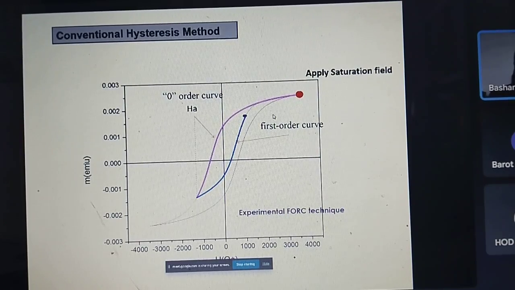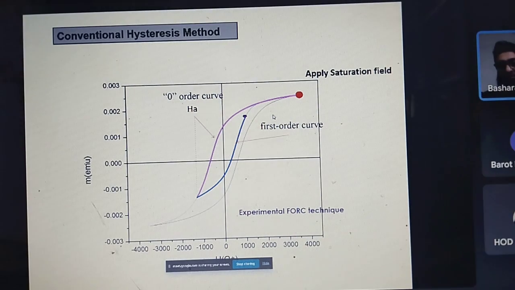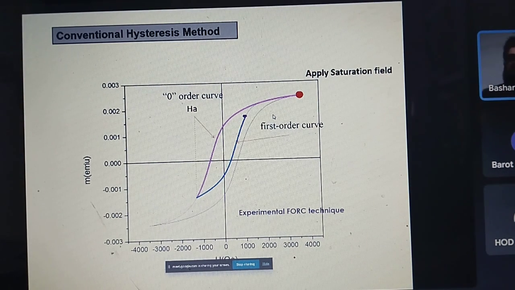This is the way when we do our magnetization versus magnetic field experiments. We saturate a sample, then bring the magnetic field back, reverse the magnetic field, once again increase the magnetic field, and again go to the saturation point. Whatever magnetization data we get, we plot as a function of the magnetic field, and the result is a hysteresis curve, as you can see here. We call this a zero order curve.